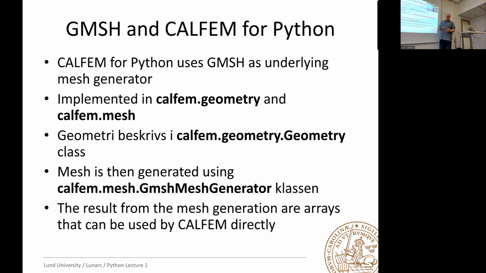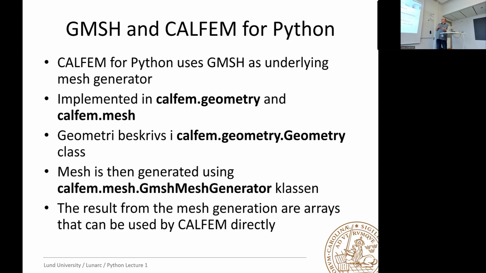And you define the geometry using a geometry object. So the first thing you do in your code is to create this geometry object. You can see it as a container for the geometry. And you pass that along to the mesh generator, which takes that object, looks at it, and generates a mesh.